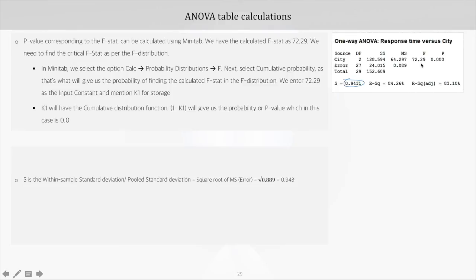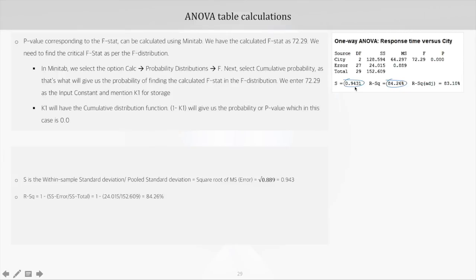Now looking at the remaining metrics, we see S here, which is 0.94. S is the within sample standard deviation, also called pooled standard deviation, and it is the square root of the mean sum of squares for error, which in this case is 0.889. So the square root of this value is 0.94. That's the pooled standard deviation or within sample standard deviation.